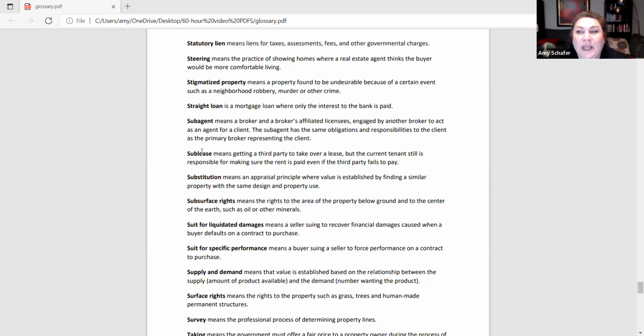Straight loan is where we only pay the interest to the bank. We don't make a principal payment.